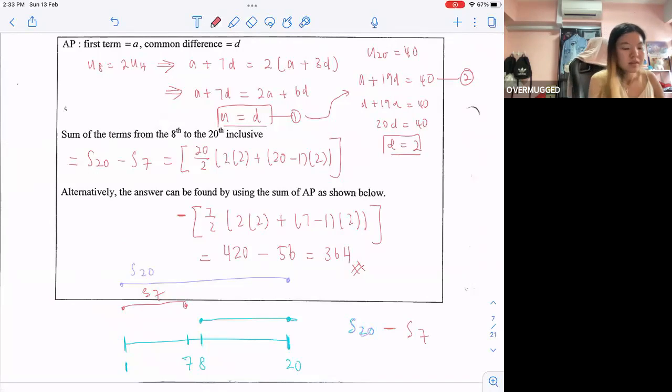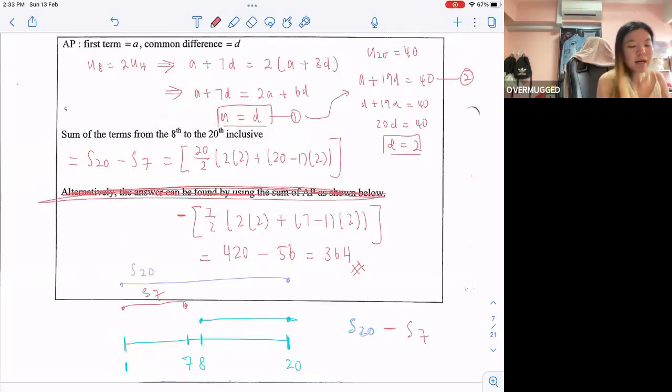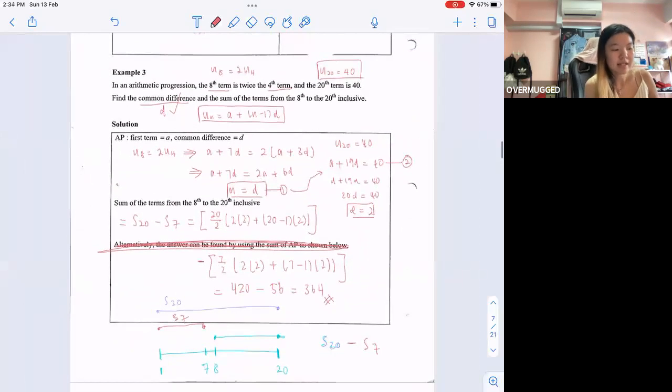So we're not going to do this alternate method, because I think it's a bit confusing. But this is how you solve example number 3.